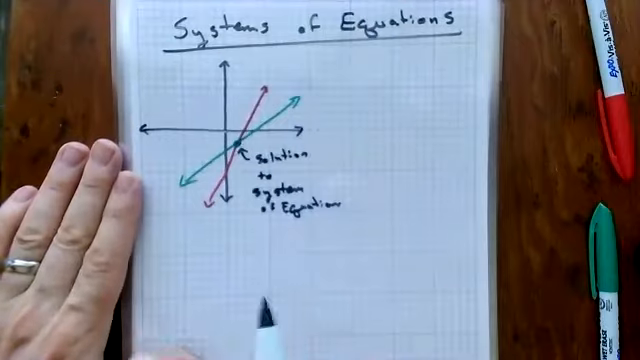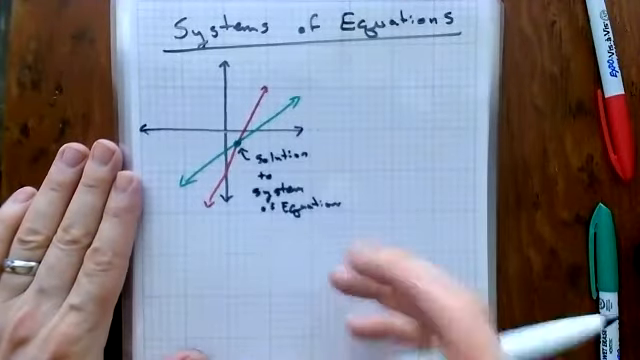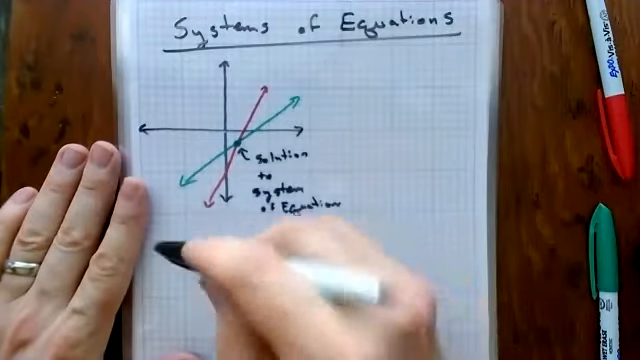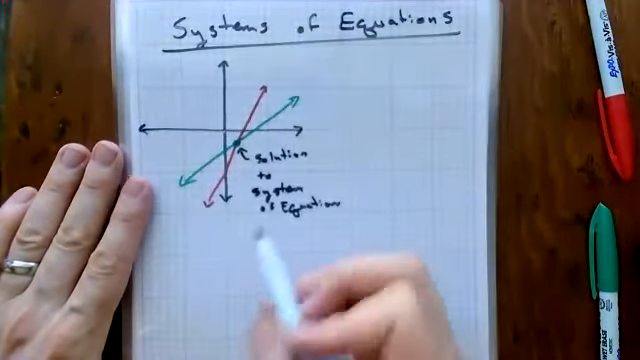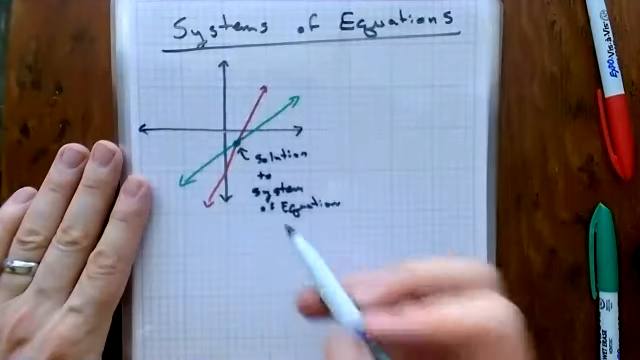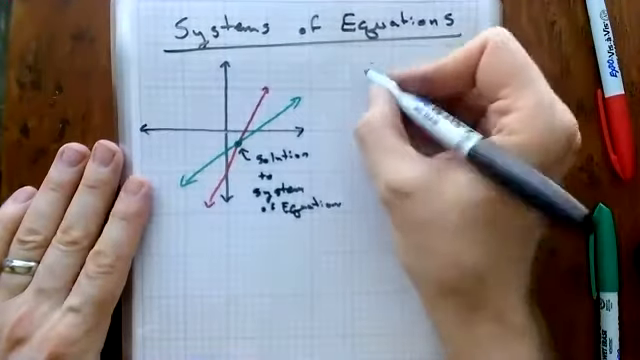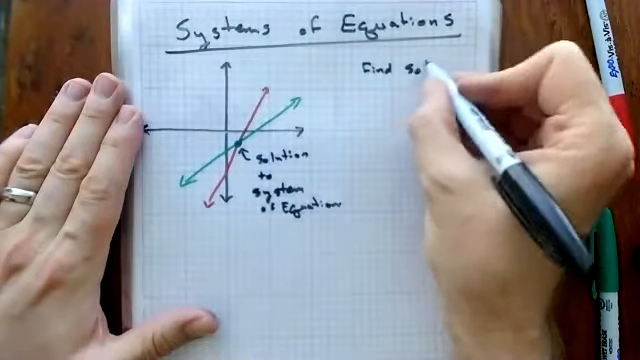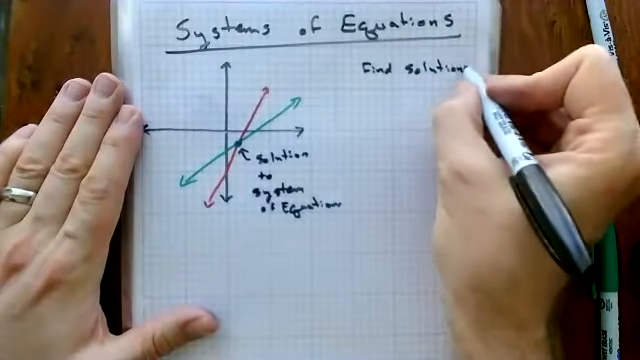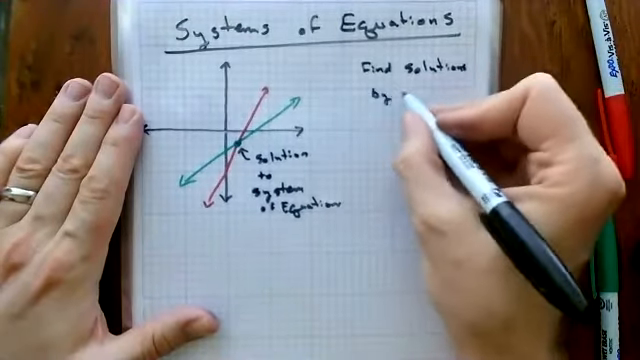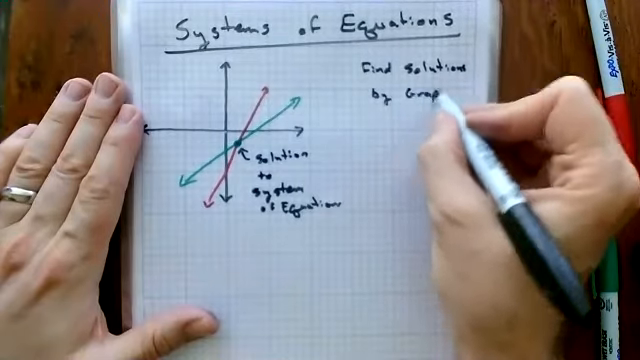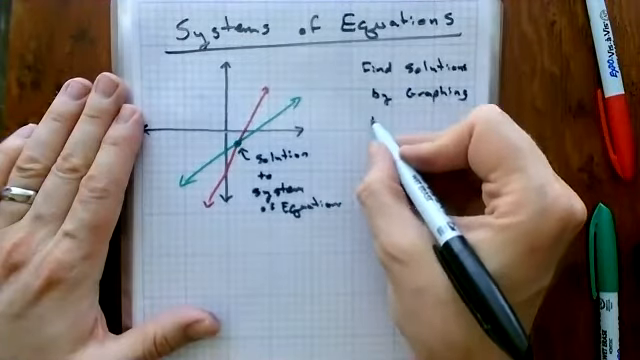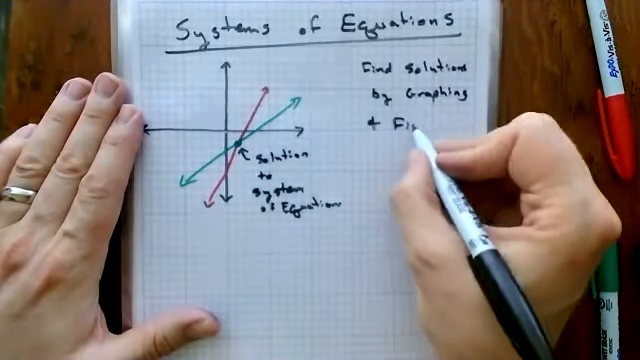So when I have two equations, when I've got two linear equations, I can find my answer by literally graphing the lines and finding the point of intersection. So you can find your solutions by graphing and finding that point of intersection.